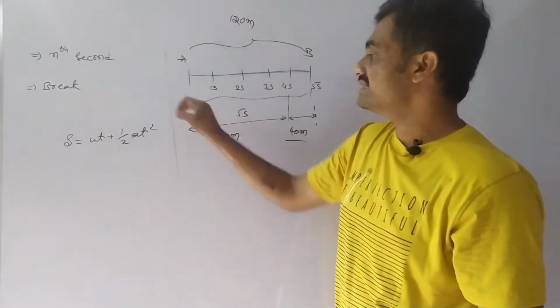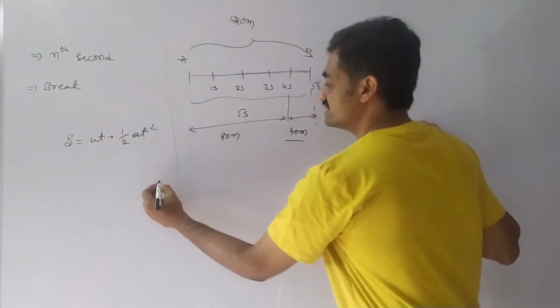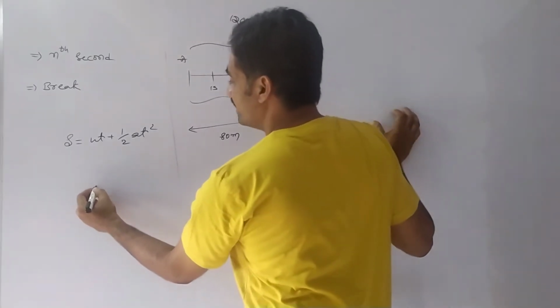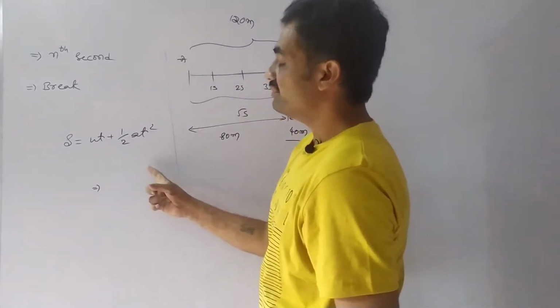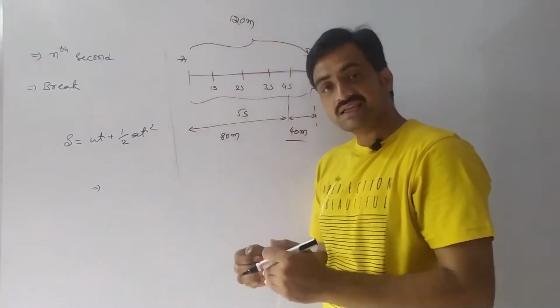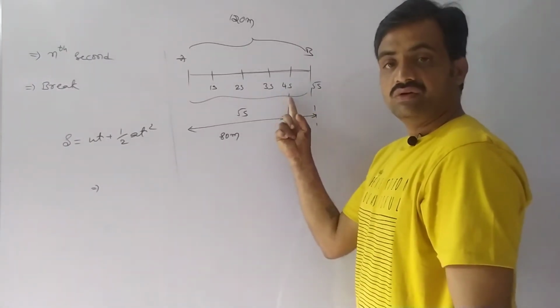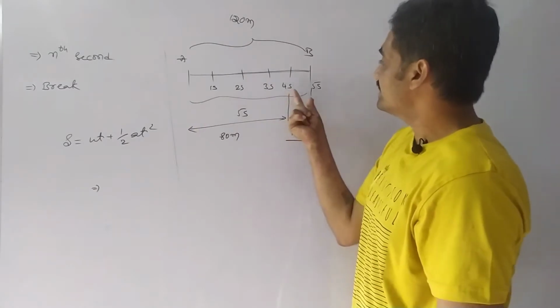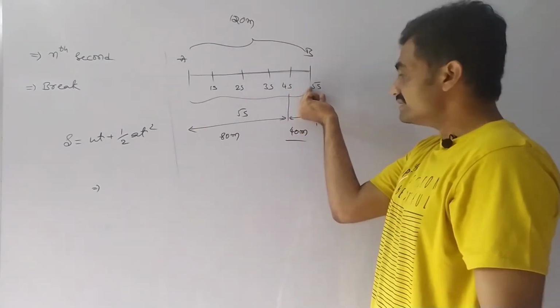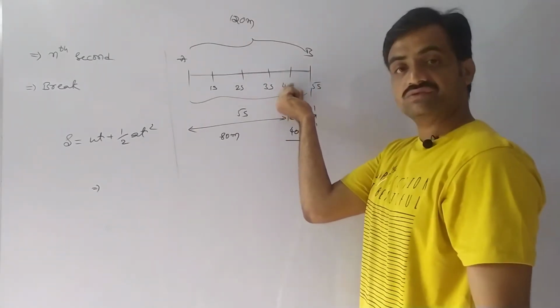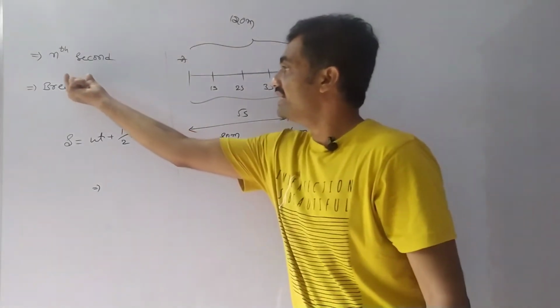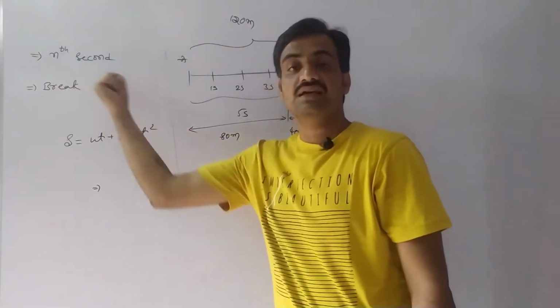So in order to find this directly, we consider the distance travelled by the body in n seconds as well as in n minus 1 seconds. Based on that, we find the distance travelled by the body in the nth second.